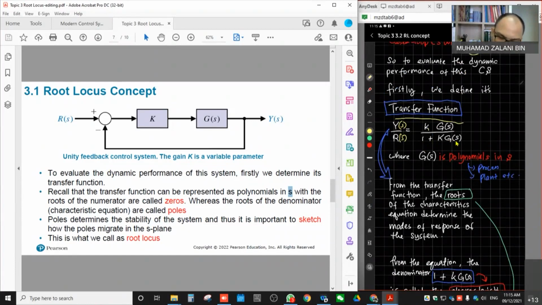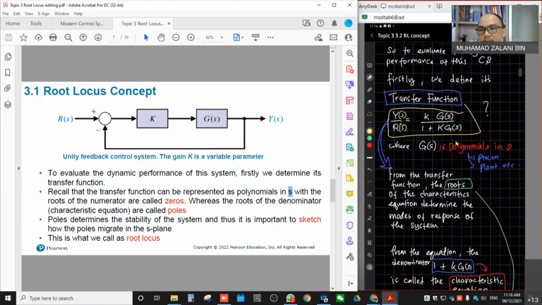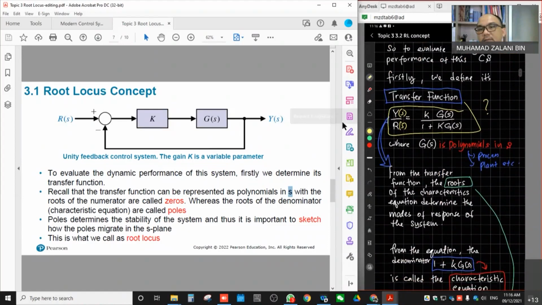Why do we get this? Maybe someone still asks, why do we get this? Go back to the block diagram that we discussed in topic 2, mathematical modeling. For this particular closed loop system, we get the transfer function in this form, which is KG(S) over 1 plus KG(S).